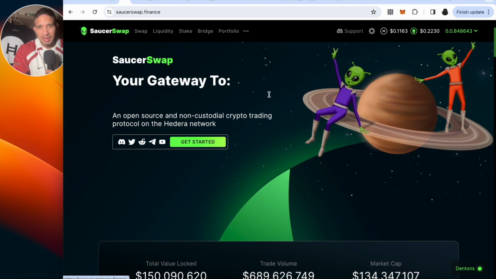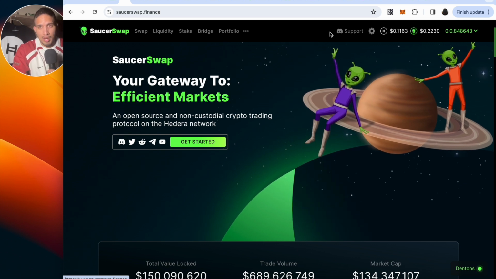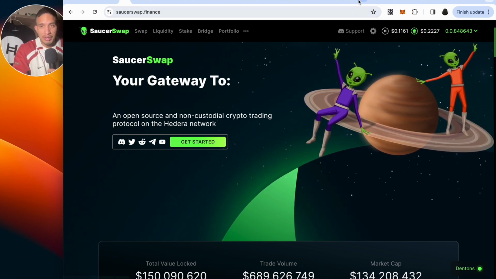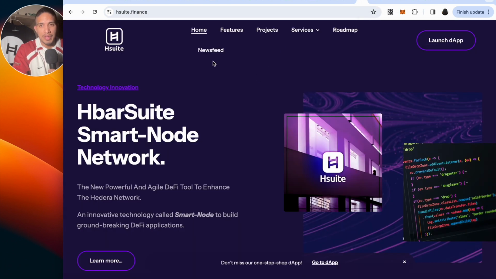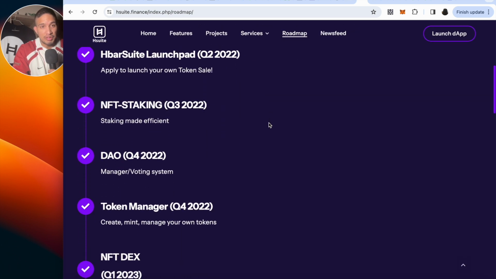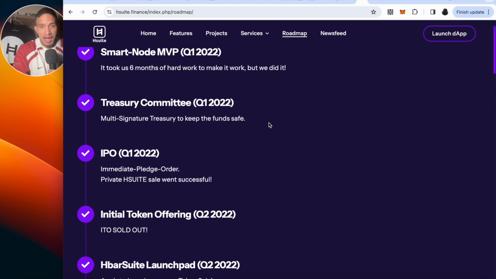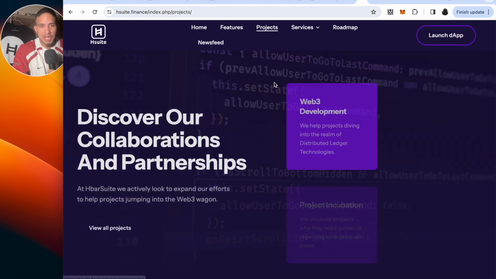And that's the main thing. It's like a Uniswap, a PancakeSwap. Now HSUITE, they have an official site. I will leave it down below, hsuite.finance. If you want to see their roadmap, they have a roadmap, which is what I like to see from projects, that I want to see what they have planned out for the future, find out more details about the project.